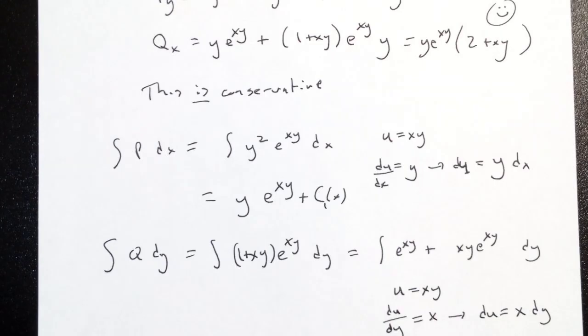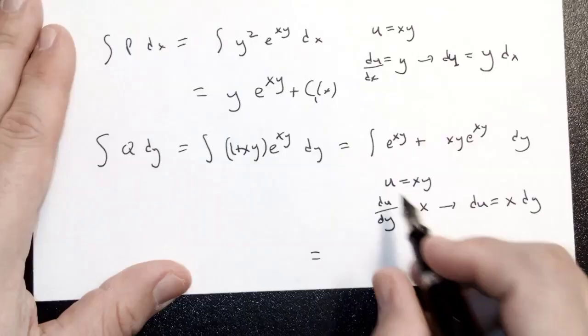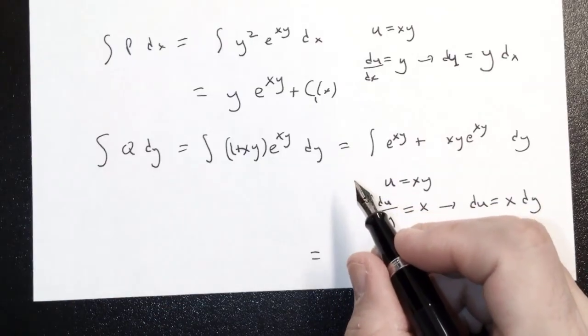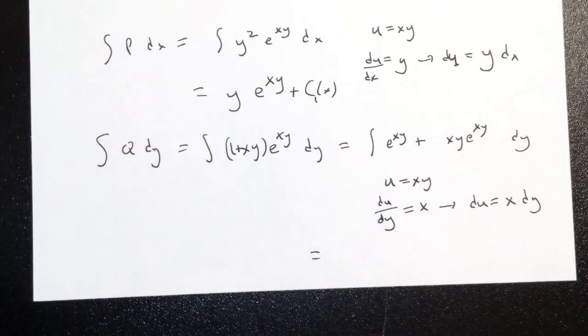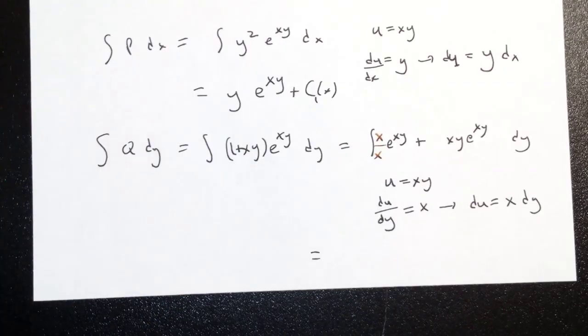I have an x here, I don't have an x here. But as far as this entire thing is concerned, x is a constant. Right here, I'm going to multiply by a factor of 1. The x that's on top will go with the dy. So I'm going to get a 1 over x there.